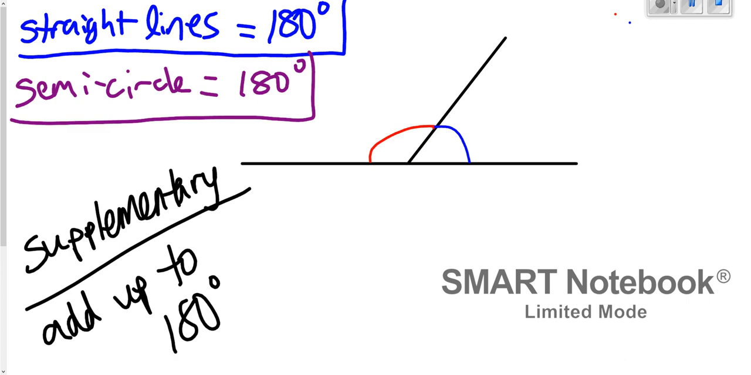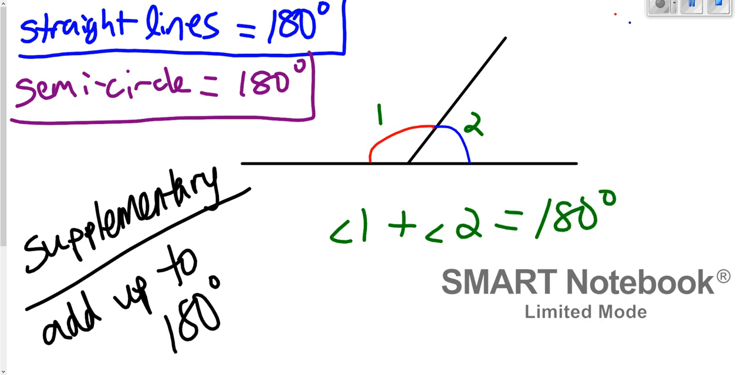In this diagram that we were talking about, angle 1 plus angle 2 equals 180 together because they form a full semicircle and they lie on a straight line. If you're not sure if something is a straight line or not, usually you can tell, but that's another good way of taking a look at it.